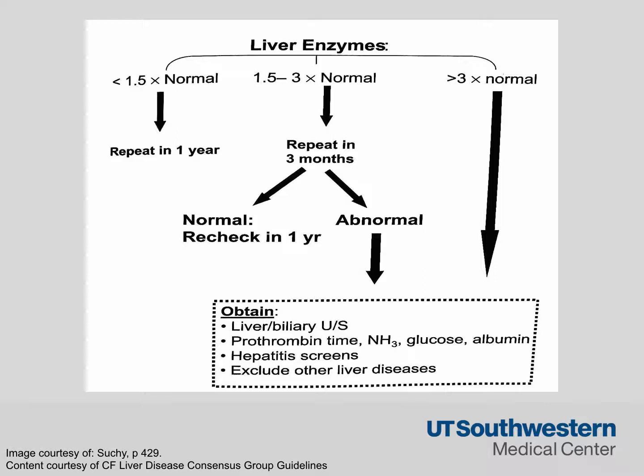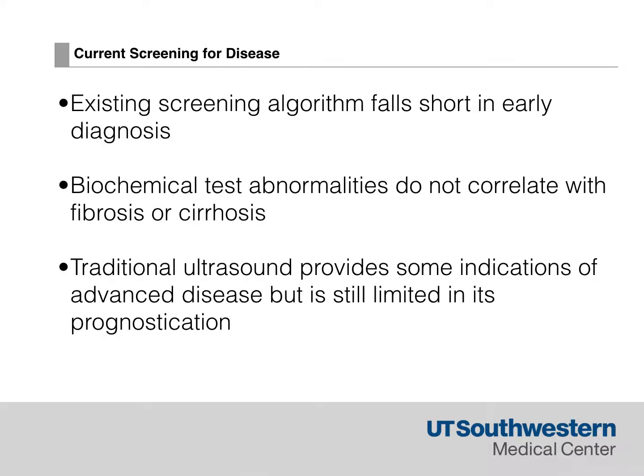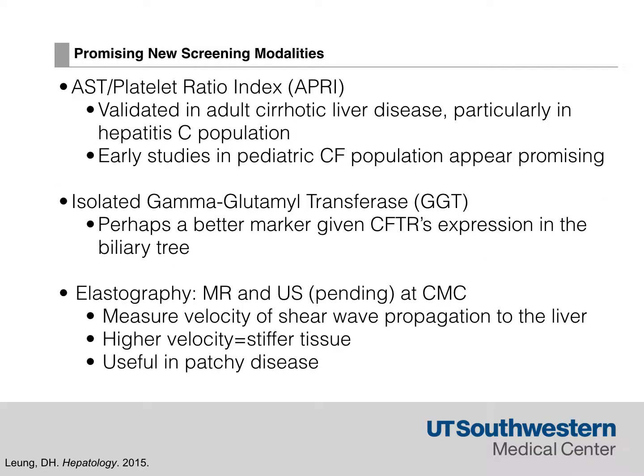Further evaluation may include liver ultrasounds or testing of liver function, including PT/INR, ammonia, glucose, or albumin. They may also undergo evaluation for other liver disease that might explain the elevation in transaminases. This existing algorithm unfortunately falls short in early diagnosis. The biochemical test abnormalities do not correlate with fibrosis or cirrhosis. Traditional ultrasound may provide some indication of advanced disease, but is overall limited in its prognostication.